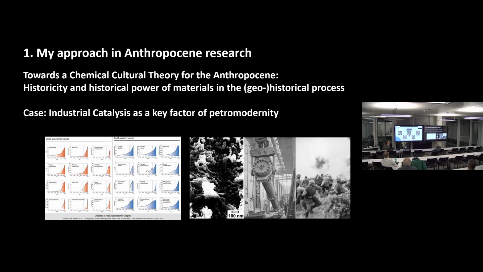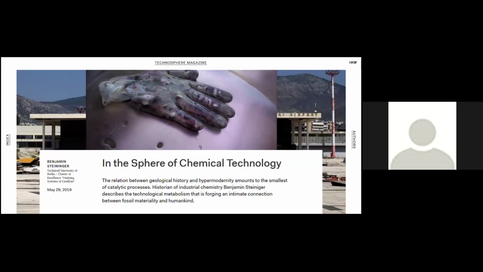So, my approach in Anthropocene research, some programmatic remarks here. I work a lot, as said, with chemistry. One of my main cases is industrial chemistry as a key factor of petromodernity. A lot of the great acceleration that we are dealing with in the Anthropocene would not have been possible without the chemical acceleration of processes in refineries, chemical plants and so on. And it is important to connect there the microspheres of real molecules with the mesospheres of apparatuses, with the macrosphere of world history, and of course, geohistory.